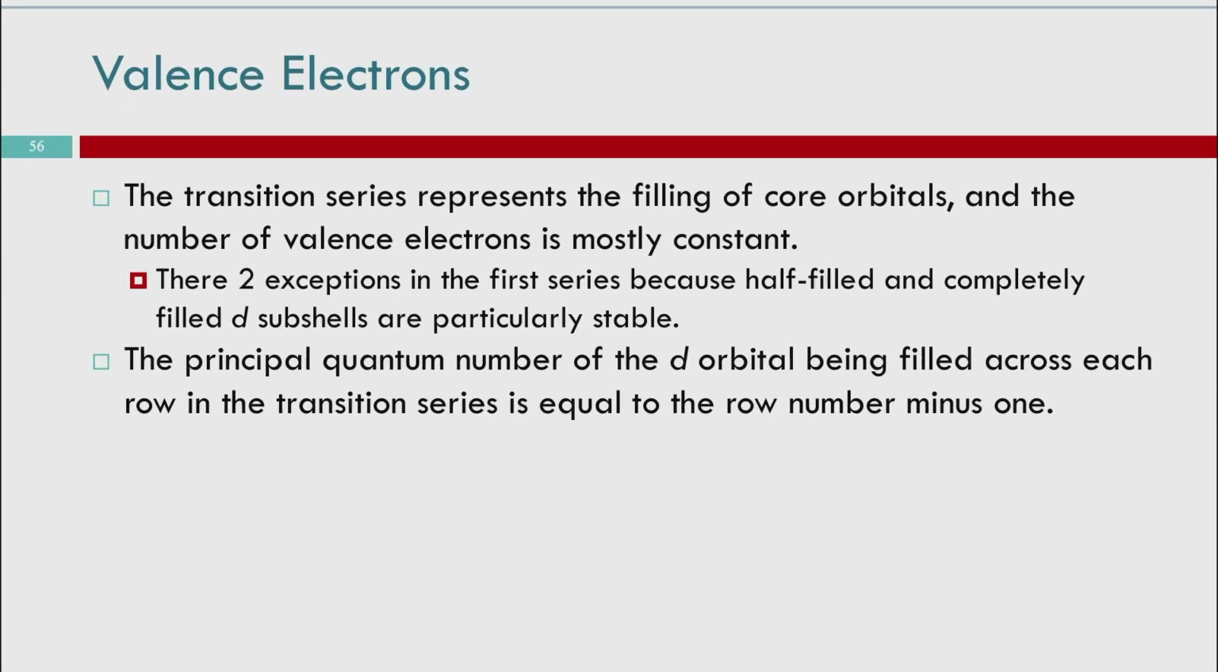When we are in our transition series, or our transition metals, our D block, this represents the filling of core orbitals. Since 3D shows up in row 4, for example, it's not our outermost layer. It's actually an inside layer that we're working on filling up.